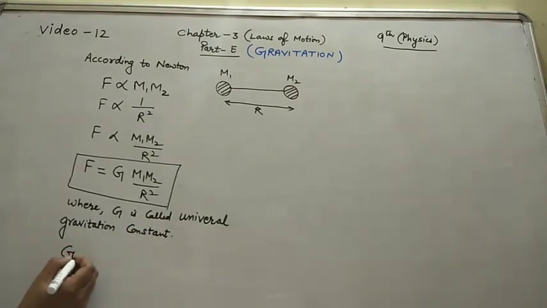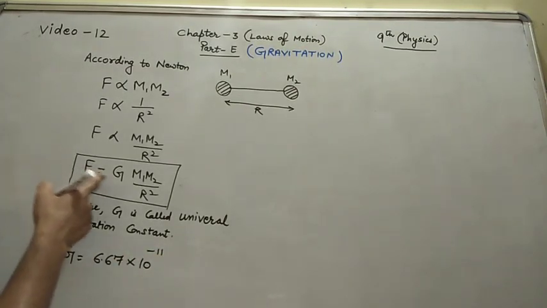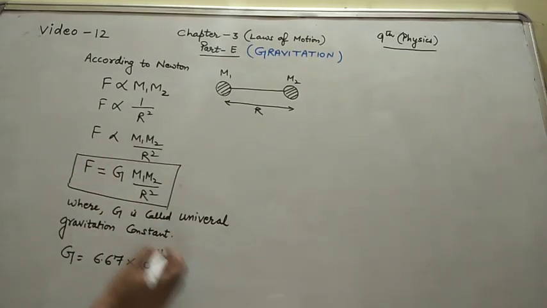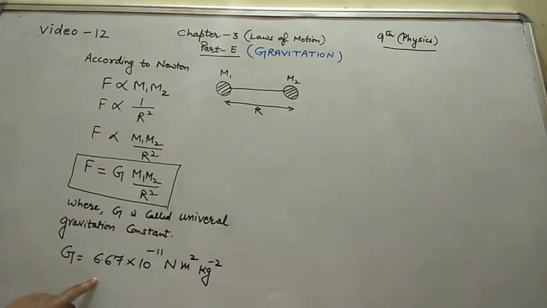The value of this universal gravitational constant is 6.67 into 10 raised to the power minus 11. By rearranging you will get the unit also, Newton meter square per kilogram square. So this is the value that you have to learn, 6.67 into 10 raised to the power minus 11 Newton meter square per kilogram square.